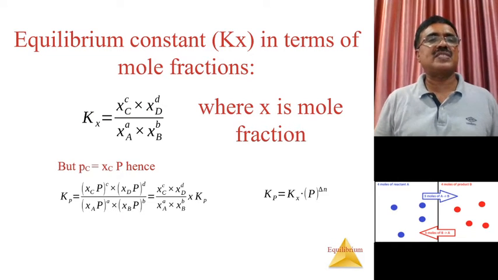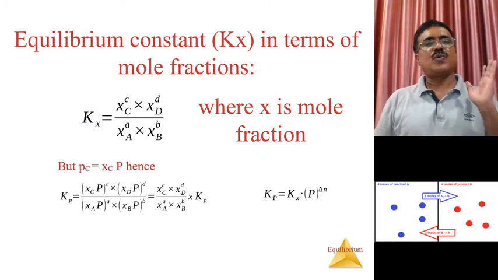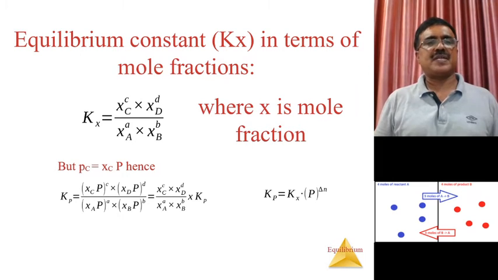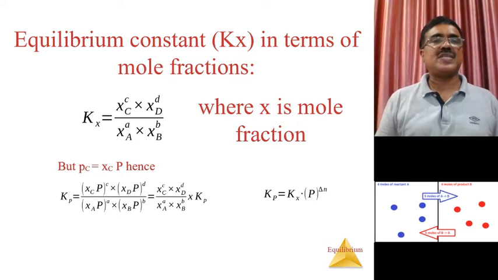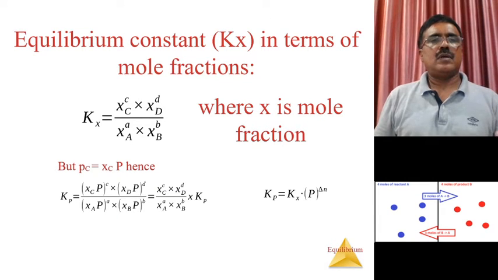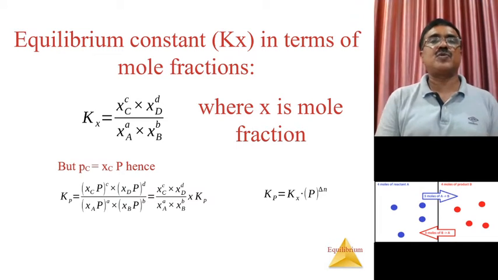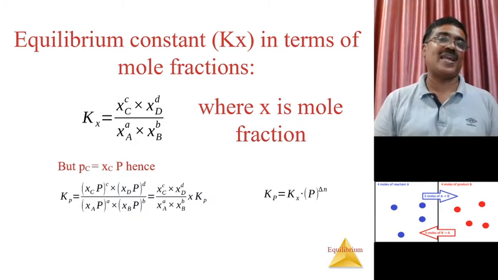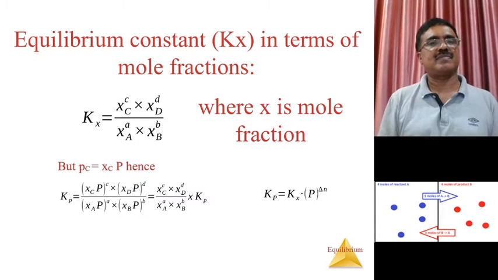Then we can have equilibrium constant in terms of mole fraction. So you can have this type of expression. Mole fraction is represented as x. So x of C raised to c, x of D raised to d, the product divided by x of A raised to a into x of B raised to b. And we know partial pressure is equal to mole fraction into total pressure, and we substitute into the expression for Kp, what we get, Kp is equal to Kx into P raised to delta n, where P is the total pressure.